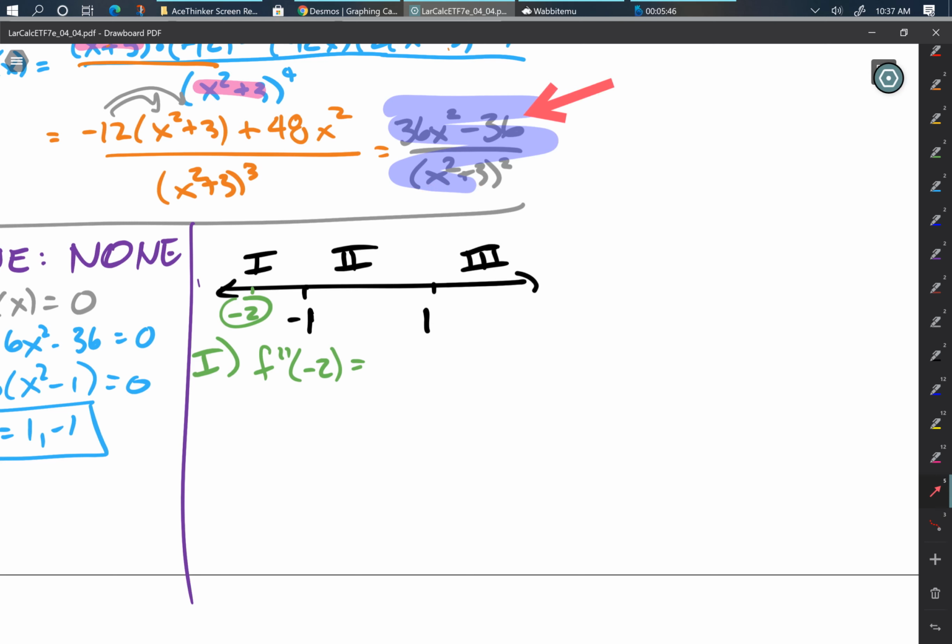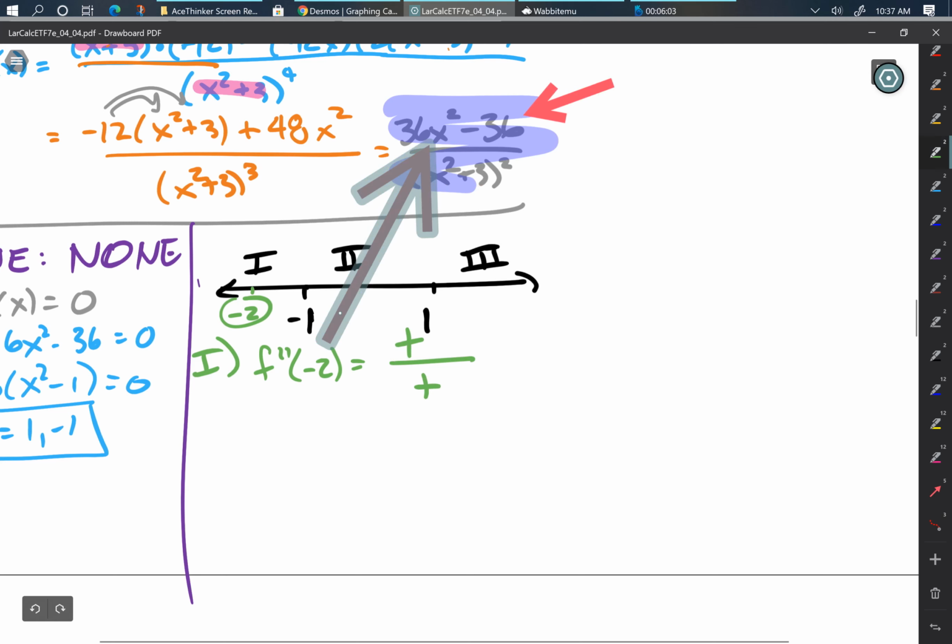Right? So f double prime of -2 is going to be something over a positive number. When I put a -2 into that numerator, -2 squared is 4. 4 times 36 minus 36 will also be positive. And so I'm looking at positive divided by positive. Remember, I don't really care what the value is. I just need to know whether it's positive or negative. So that means that on interval number 1, f double prime is positive.